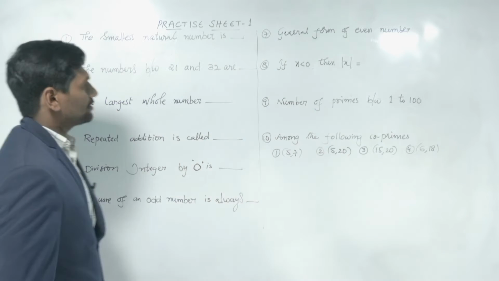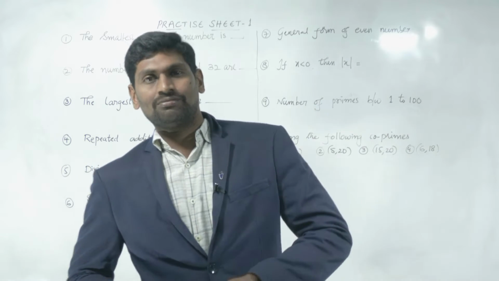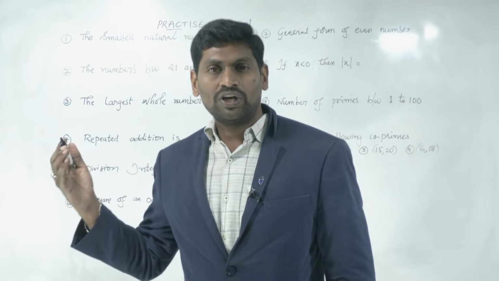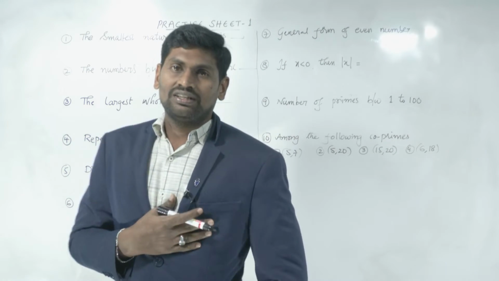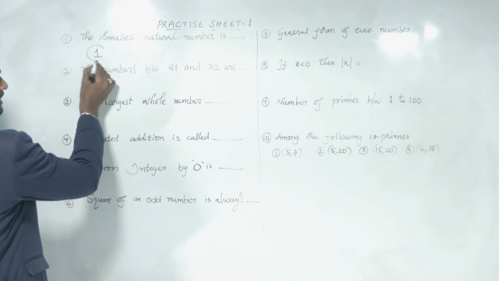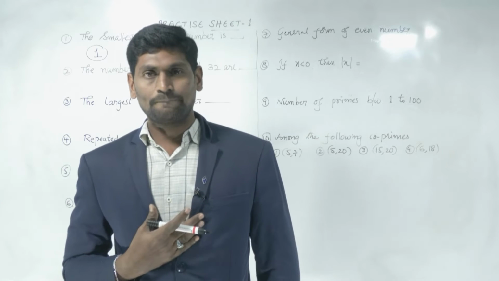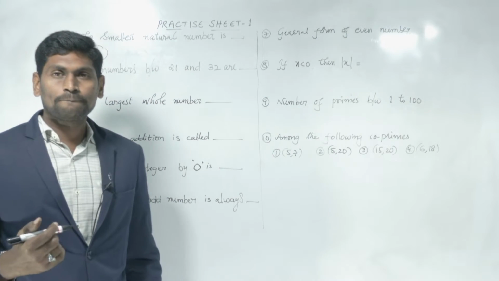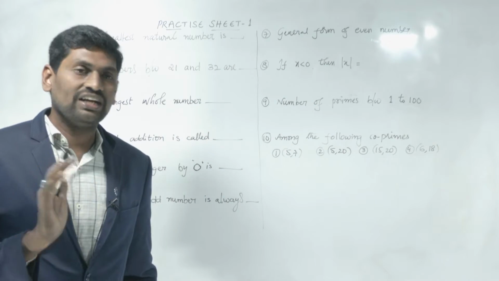What is the first question? Smallest natural number. We already discussed that natural numbers are nothing but counting numbers. We usually count from 1: 1, 2, 3, 4 and so on. So what is the smallest natural number? Obviously 1. 1 is the smallest natural number. And what is the largest natural number, children? Very good. It is not defined.